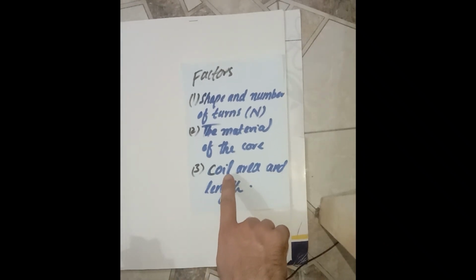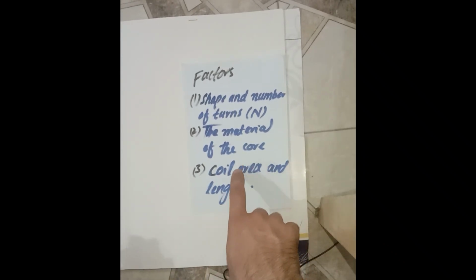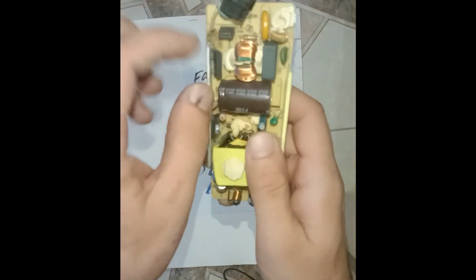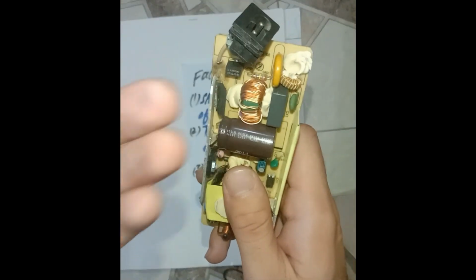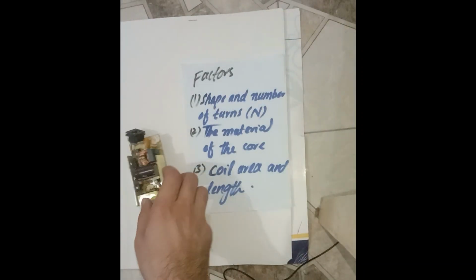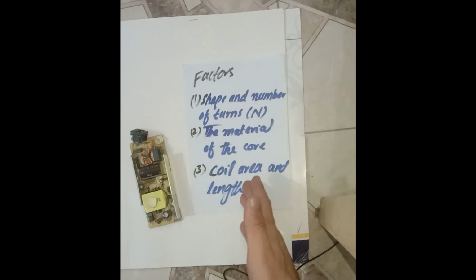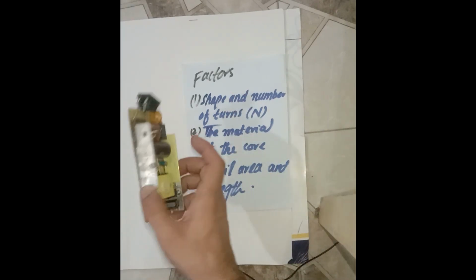Similarly, if we increase the area of the coil, its inductance will be more. And if we increase the length of the wire which forms the coil, its inductance will also increase. The inductance depends upon these factors, and we saw that here.